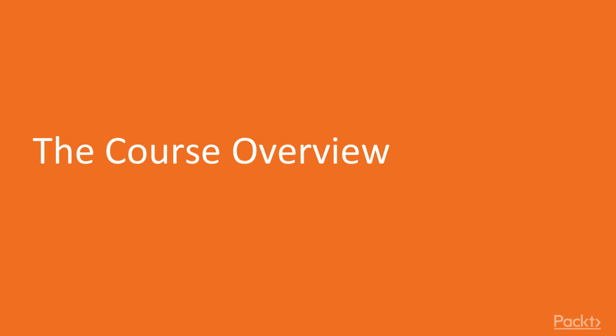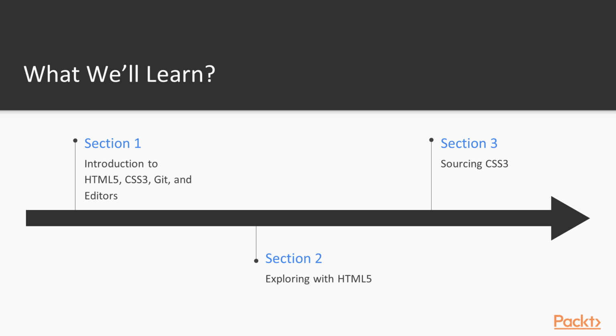Course overview. What we're going to learn is an introduction to this course, such as what is HTML5, what is CSS3. We'll be looking at Git and then editors, compilers. After that, we're going to be doing some scripting. This is where we're going to be programming our website, getting the HTML5 and the CSS. We're going to throw in some JavaScript in there as well.